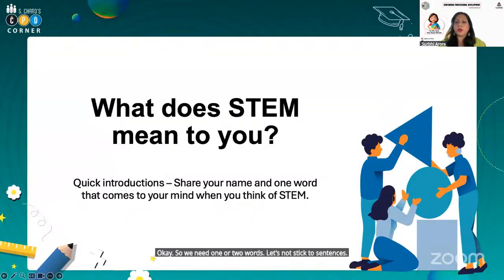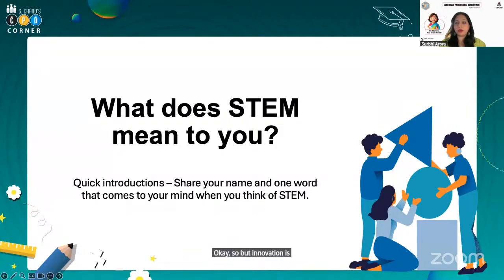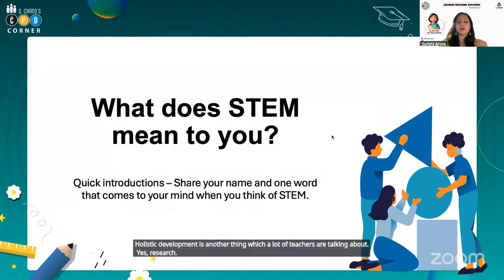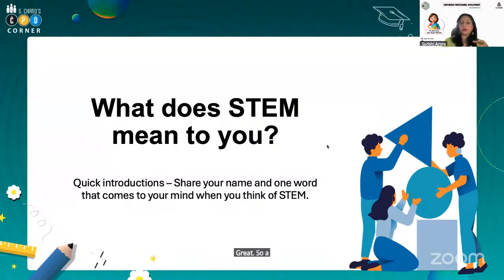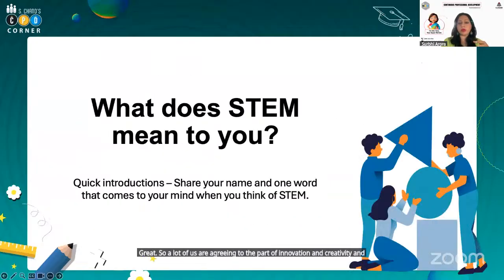Okay, so we're talking about creativity, we're talking about art, we're talking about integration, research and development, innovation. Then I have a lot of subjects coming in. But innovation is something which a lot of you are talking about, and creativity is another thing. Holistic development is another thing which a lot of teachers are talking about. Yes, research. Great. So, a lot of us are agreeing on innovation and creativity and subject integration when we talk about STEM.